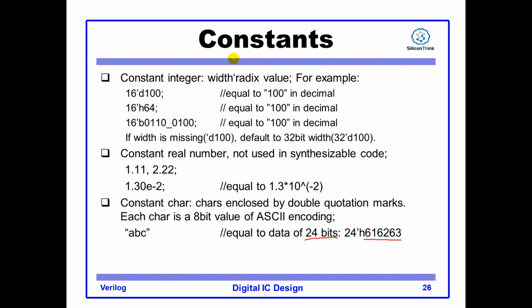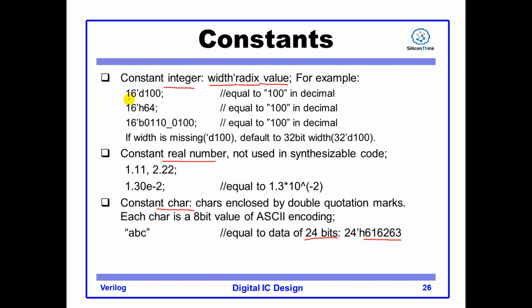This slide will show you how to define constants in Verilog. Actually, there are three types of constants: constant integer, constant real number, and constant char. For constant integer, you define it with the format width, single quotation mark, and radix, then give the value after it.